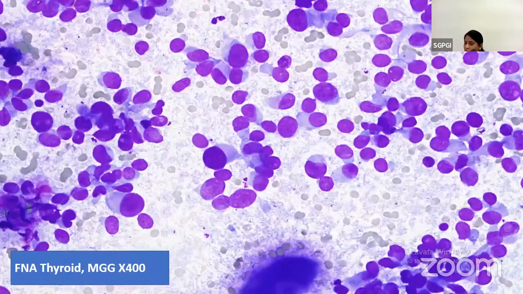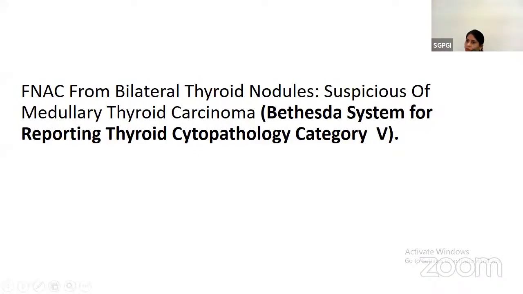This is the high power view. Here we can appreciate these clusters are dispersed and show moderately pleomorphic cells, which are plasmacytoid in appearance, showing dispersed chromatin and a moderate amount of cytoplasm. So the FNAC from the thyroid nodule was reported as suspicious for medullary thyroid carcinoma, Bethesda category 5.